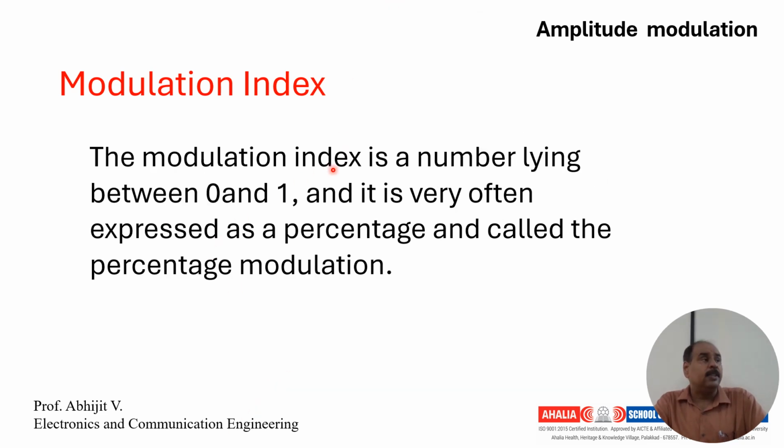Usually modulation index is a number that lies between 0 and 1. The maximum value is 1 and is often expressed as a percentage and is called percentage modulation.